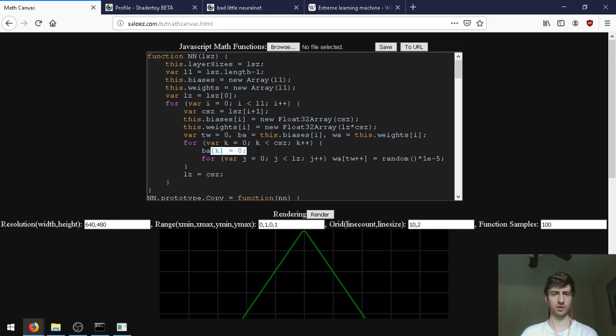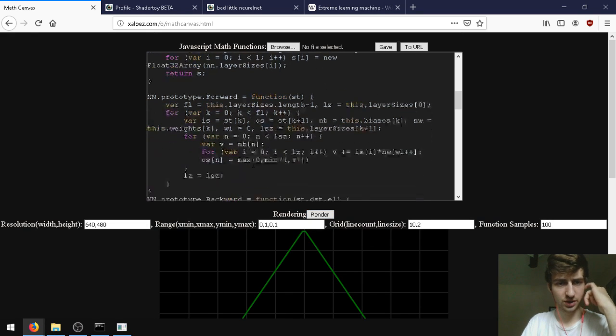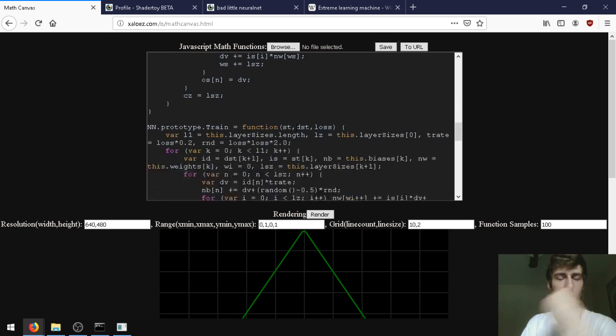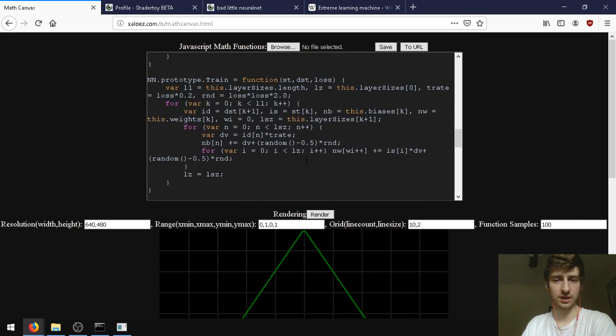Let me see, what am I initializing? I'm initializing weights to 0. Sorry, bias to 0. Then I'm initializing weights to like 1e-2. Forward propagation with clamp 0 to 1. Backward propagation. Training with random values, scaled by this random amount here.